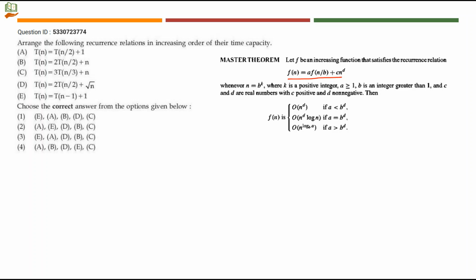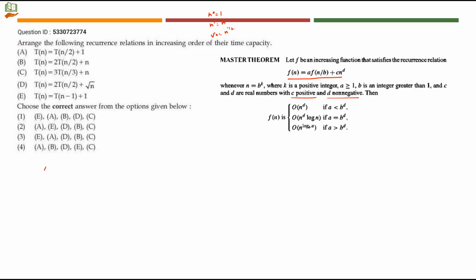n is equal to b power k, where k is a positive integer, a is greater than or equal to 1, b is an integer greater than 1, and c and d are real numbers, with c positive and d non-negative. So this is c into n power d they have given, and all these are in the form of n power only. So 1 can be taken as n power 0, which is equal to 1. Then this is n power 1, which is equal to n. Similarly, root of n can be taken as n power 1 by 2. So everything is in this form only. Based on this, we are going to take the time complexity.